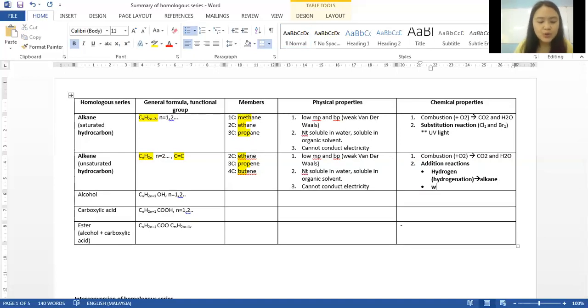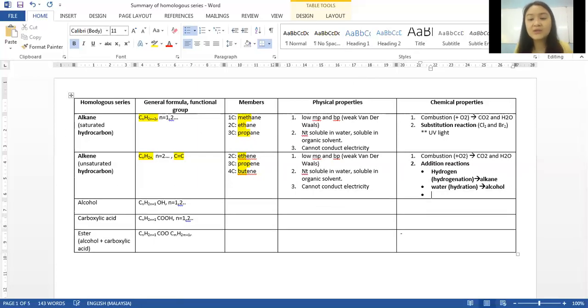Besides hydrogen, we can also add water to alkene, and this process has a specific name. We call it hydration. When you perform hydration on alkene, adding water to it, you will turn it into alcohol. For example, if I have ethene and add water, I expect to get ethanol. If I have propene and perform hydration by adding water, I will get propanol.